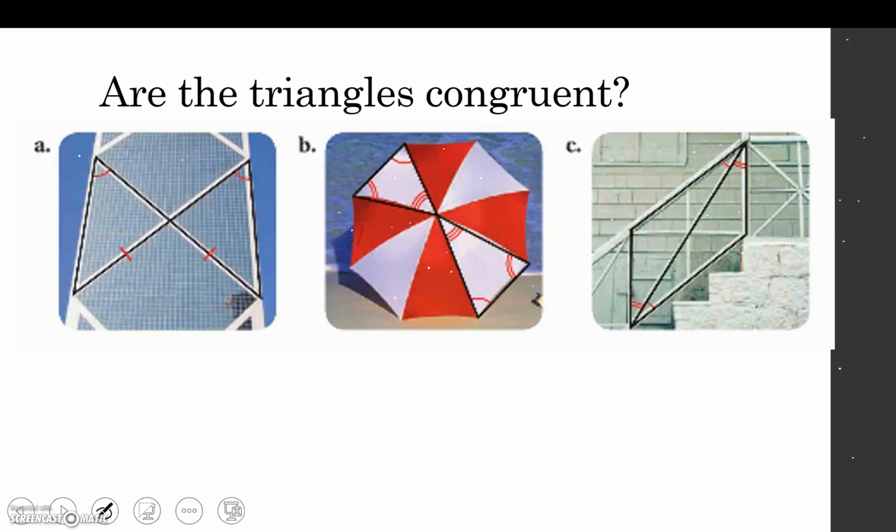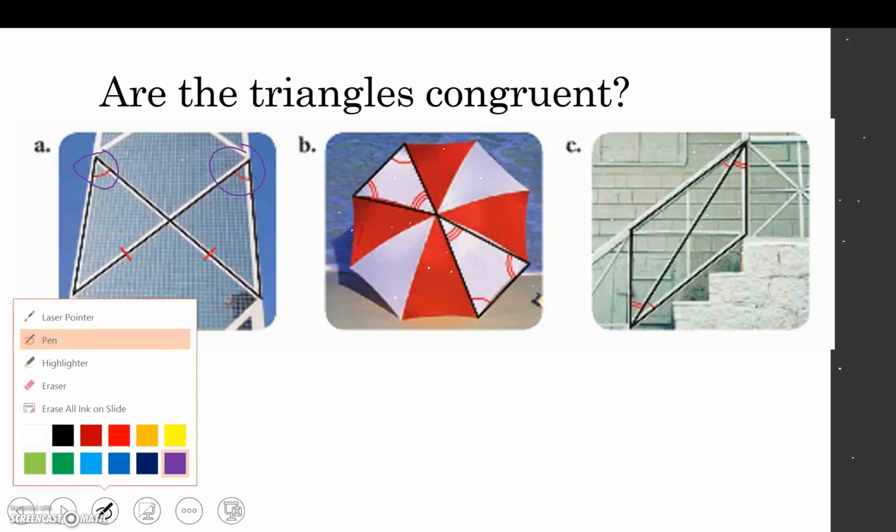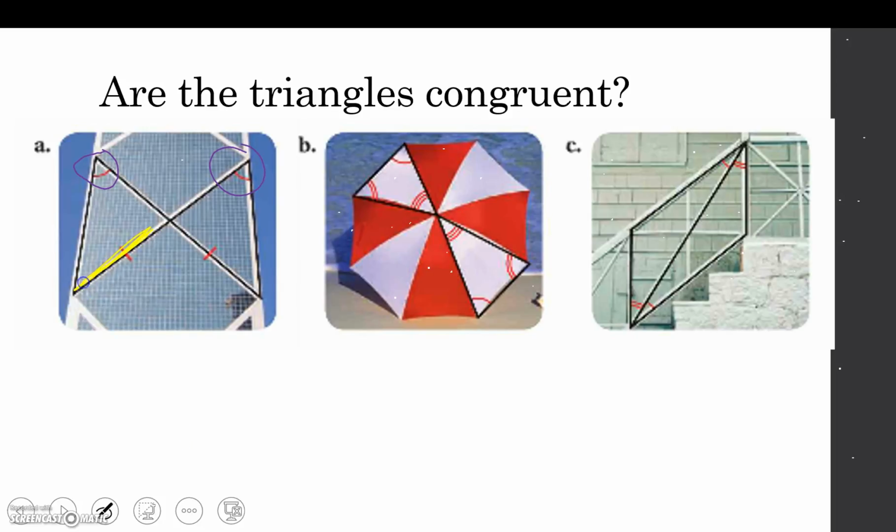So looking at letter A, I notice that I have an angle here and an angle here that are going to be the same. I also have this side, and this side is also the same. So right now I have just the angle and the side. This tells me a couple things. One, it's not side, side, side. Two, it's not hypotenuse leg because we don't have right angles. Nothing's mixed in. So we really have side, angle, side, or angle, side, angle.